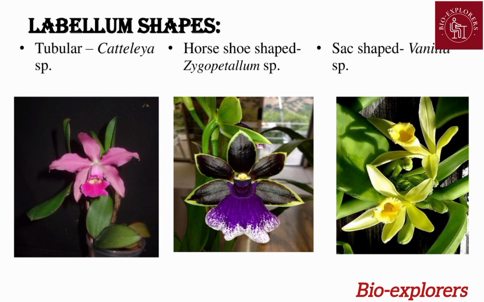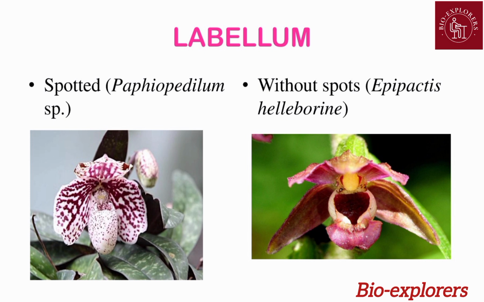For example, in Cattleya species, the labellum is tubular in nature. In Zygopetalum species, it's horseshoe shaped. And in Vanilla species, the labellum is sac shaped. In Paphiopedilum species, the labellum is spotted, whereas in Epipactis helleborine, it does not show any spots.